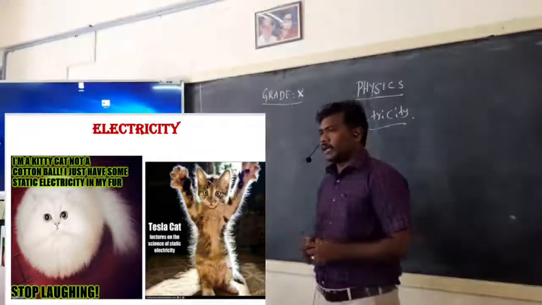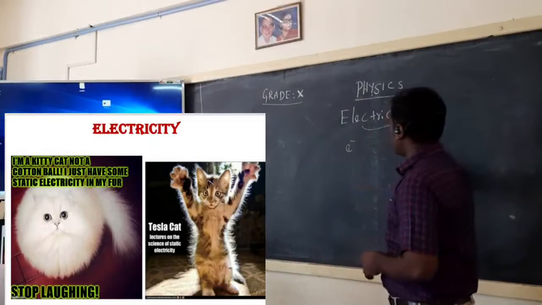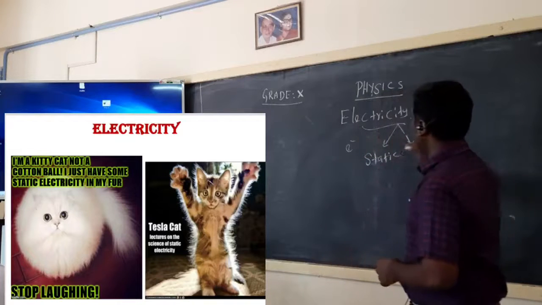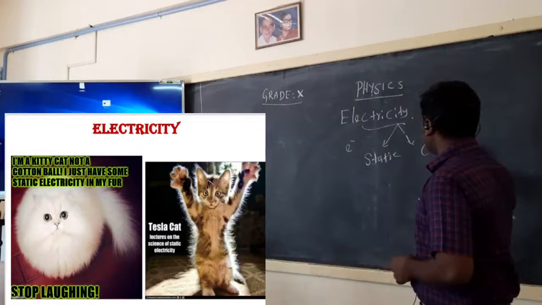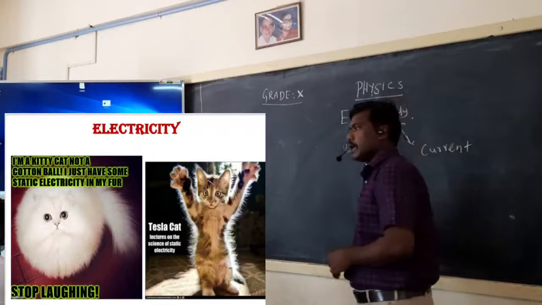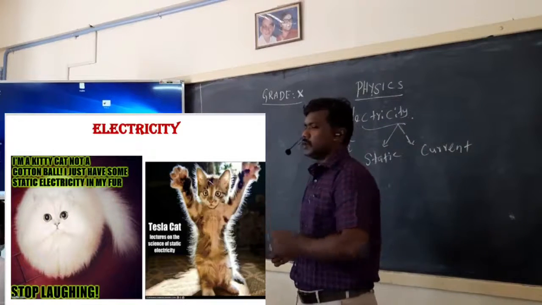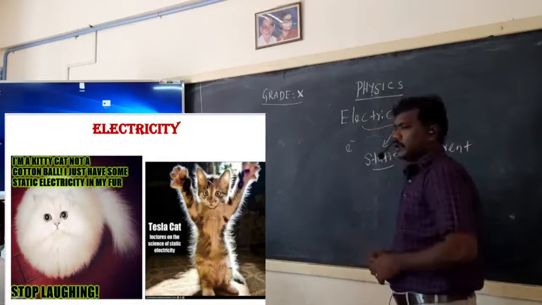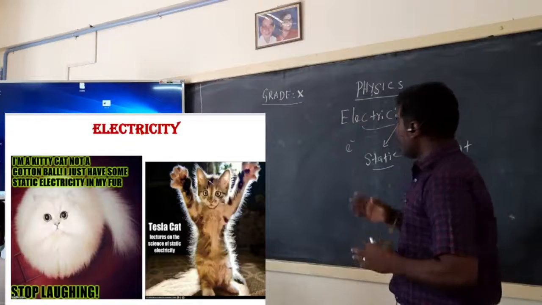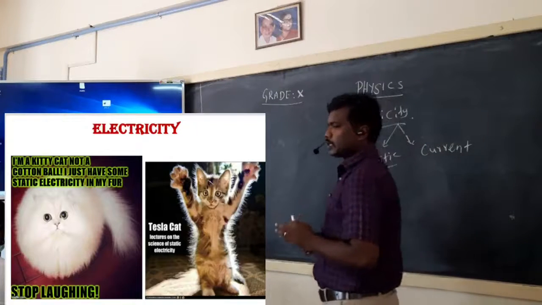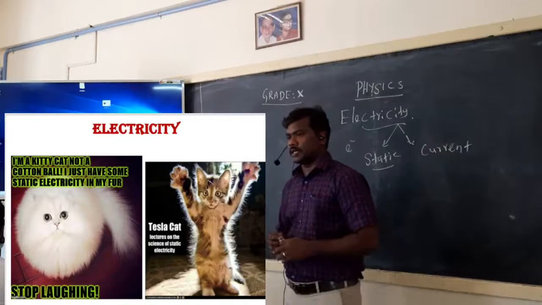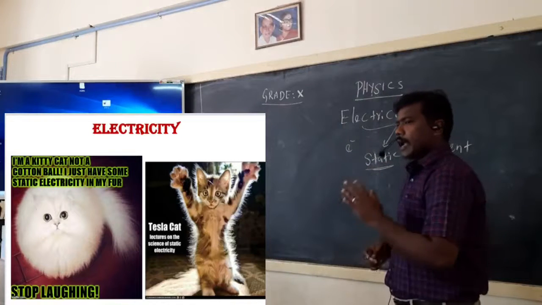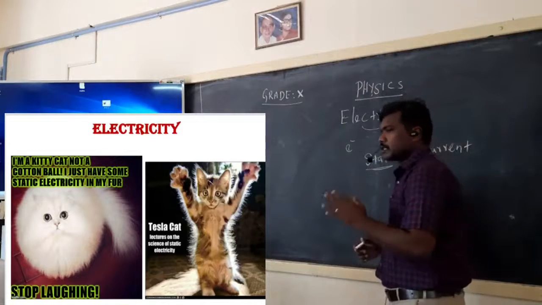And electricity can be divided into two types. One is static electricity, and another one is current electricity. Already you saw the picture. This is the representation for static electricity. What is meant by static electricity? It is the study of the characteristics and behavior of charges when they are at rest. Okay, so static electricity means the characteristic study of charges at rest.